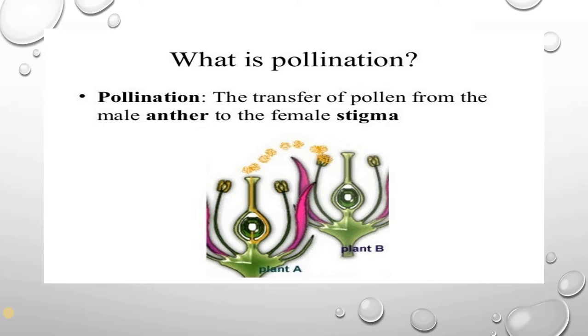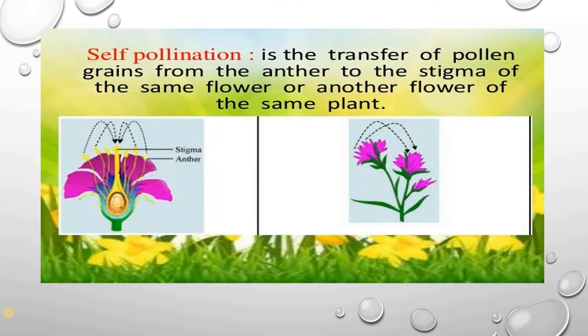Now, for the male gamete to be able to combine with the female gamete, it is necessary that first the pollen grains from the anther of a stamen of a flower should be carried to the stigma of the pistil. So, what is pollination? The transfer of pollen grains from the anther of a stamen to the stigma of a pistil is called pollination. And pollination can occur in two ways, that is self pollination and cross pollination.